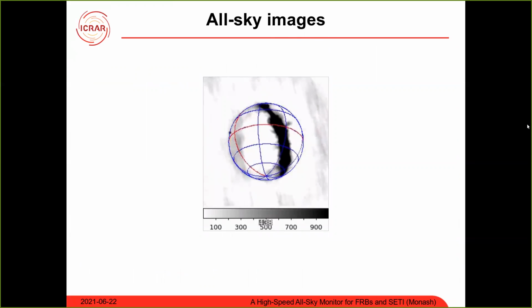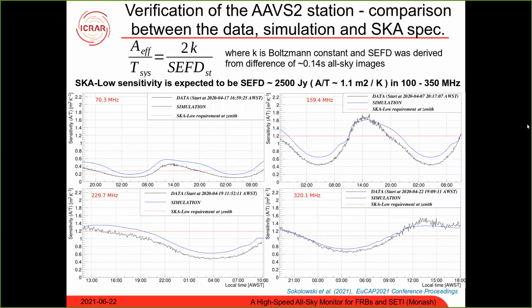What you can see, this black stripe across the image is the galactic plane, and then the Sun. Now the Sun has risen above the horizon and is passing through the sky, and then we see the galactic plane again. These are the kind of all-sky, horizon-to-horizon images that we can produce with this station.